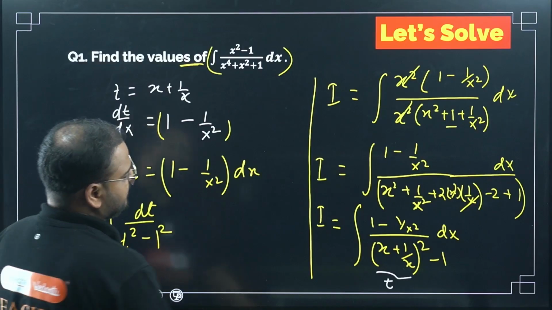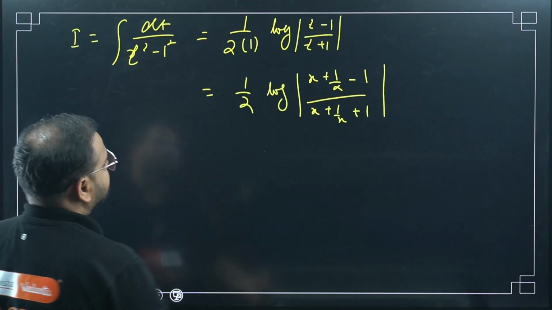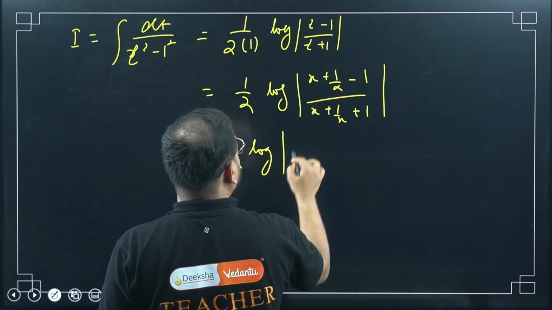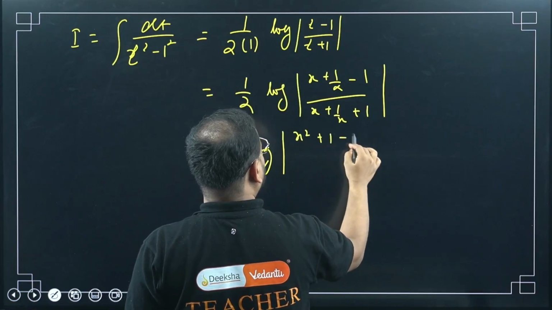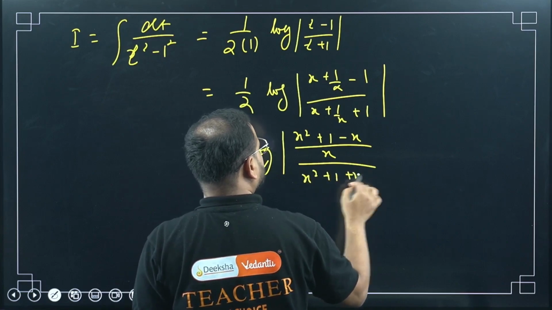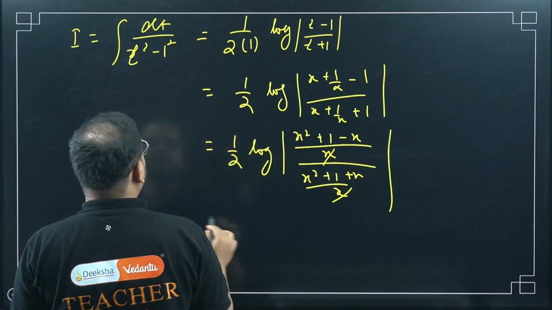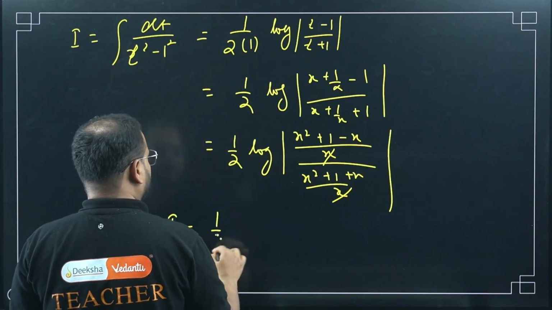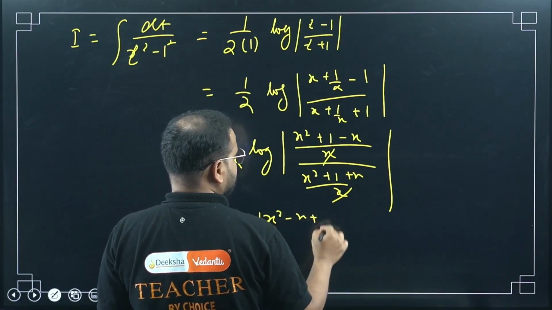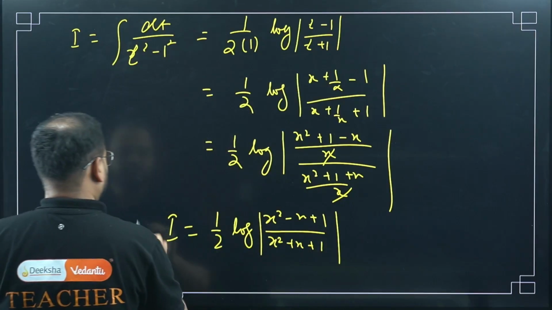Please have a look. Yes. t was x plus 1 by x. Okay, chaliye, so simplify this. 1 by 2 log of what? What is this? x square plus 1 minus x whole thing upon x, x square plus 1 plus x whole thing upon x. Cancel this, the x and x cancel. What is my answer? Final answer, I is equal to 1 by 2 log of x square minus x plus 1 upon x square plus x plus 1. This is my final integration.